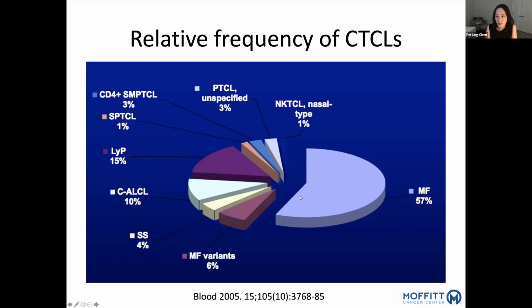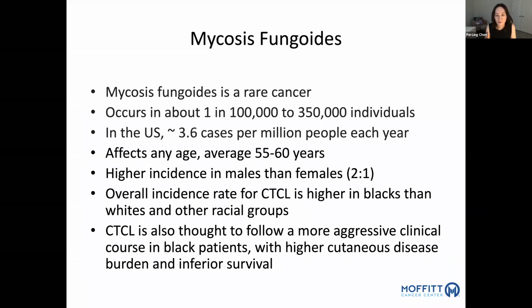So here we're looking at a pie chart of relative frequency of CTCL. As I previously mentioned, you can see mycosis fungoides is the most prevalent form. It is a rare cancer. It occurs in approximately 1 in 100,000 to 350,000 individuals. In the US, we see approximately 3.6 cases per million people each year. It affects patients of any age. Average is 55 to 60 years old. Higher incidence is seen in males than females. The ratio is approximately 2 to 1. The overall incidence rate for CTCL is higher in Blacks than whites and other racial groups. It is also thought to follow a more aggressive clinical course in Black populations with higher cutaneous disease burden and inferior survival.